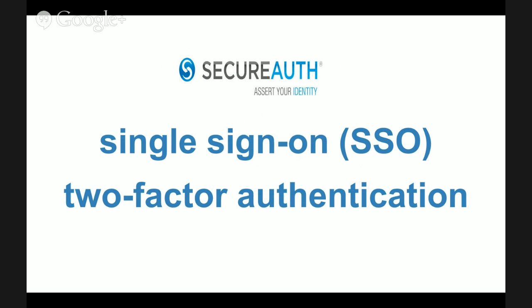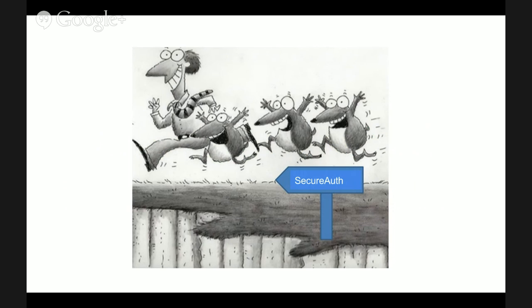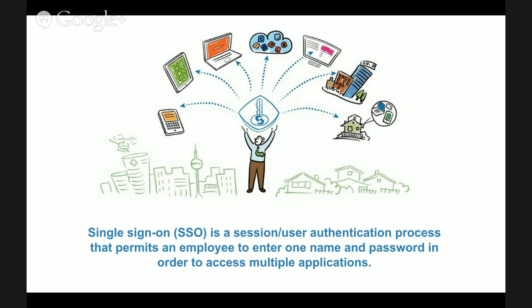We'd like to introduce to you SecureAuth, single sign-on, two-factor authentication. Everyone who currently has a Google Apps email account will be moving to the SecureAuth single sign-on two-step verification, which you'll be very familiar with once we continue through these slides. You may wonder what that means. Well, single sign-on, or SSO for short, is a session user authentication process that permits an employee to enter one name and one password in order to access multiple applications.